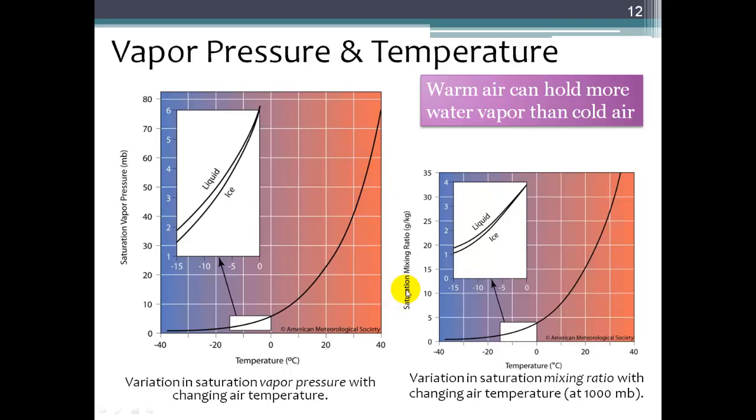And you see in both of these graphs here that they do a little blow up here for temperatures below zero, where we have ice instead of vapor pressure. You see the slight difference between liquid and ice compared to water vapor. So this first graph shows variation in saturation vapor pressure, and then the second one shows the same thing but for saturation mixing ratio. So same tendency. Again, the point here is that warm air can hold more water vapor than cold air.